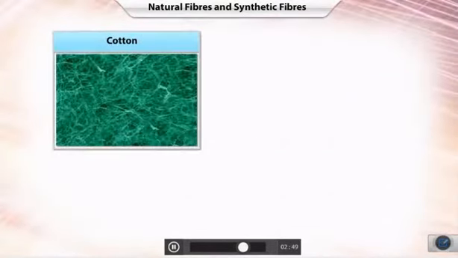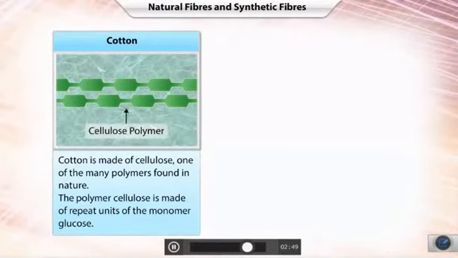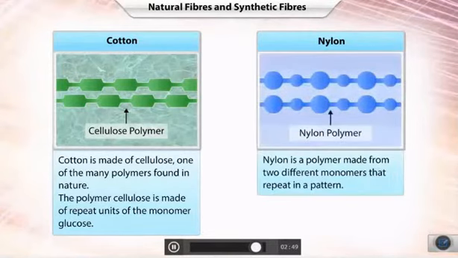Cotton is made of the polymer cellulose. 90% of cotton consists of thin cellulose fibers. Cellulose is made of repeating units of the monomer glucose. Nylon is a polymer made from two monomers that repeat in a pattern. Nylon is the first fully synthetic fiber invented. It is made from air, water, and coal. Polyester and acrylic are other examples of synthetic fibers.